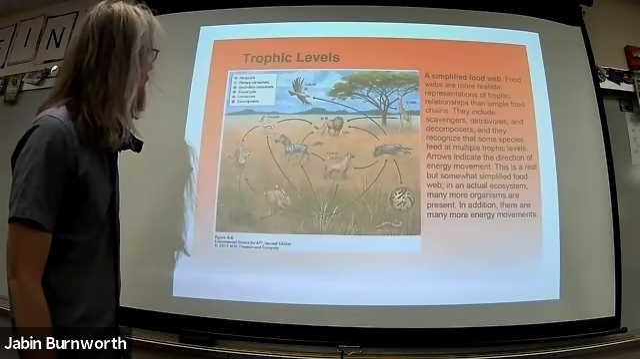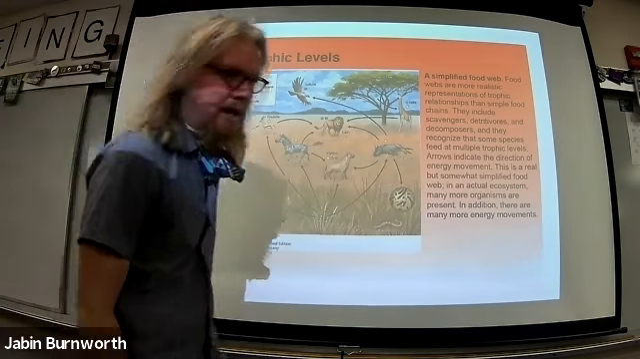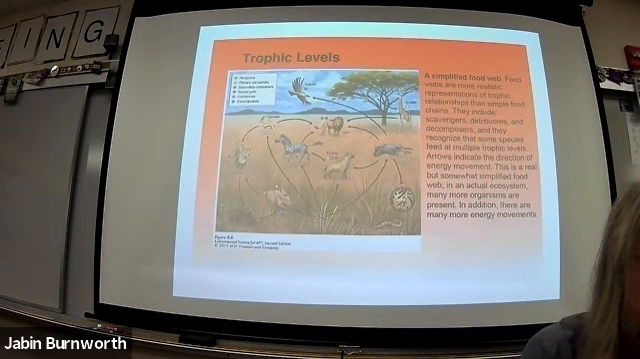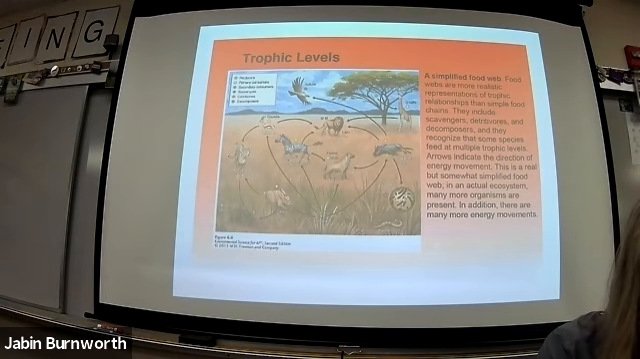So in this case, I know you can't see that picture very well, but we've got all kinds of things like this. The dung rolling beetle would be considered a detritivore. We've got things like the wildebeest being a primary consumer, the secondary consumer, the lion, and producers like plants, the acacia tree, the grasses, and so on and so forth.